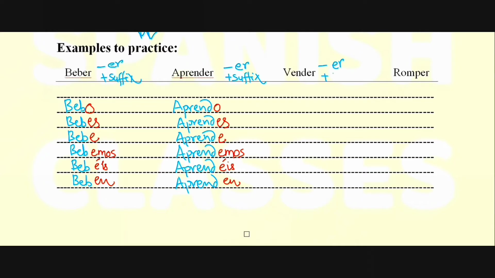Take vender. Drop er, add suffixes. But before that, write the root word 6 times. Vend, vend, bend, bend. Actually, V and B are similar sounds. That's why I'm reading bend. Add suffixes o, es, e, emos, éis with accent, en. Vendo, vendes, vende, vendemos, vendéis, venden.